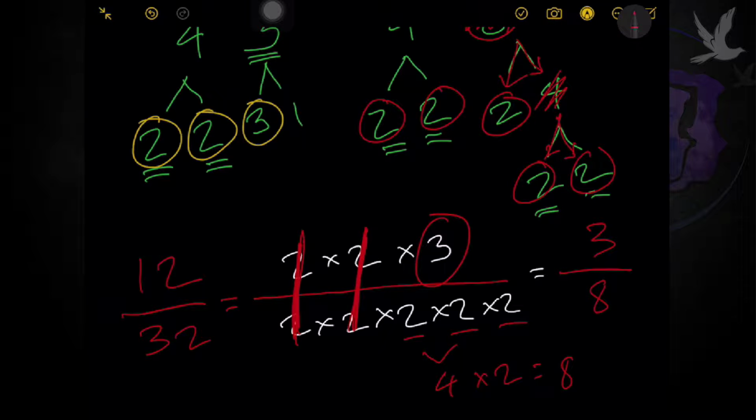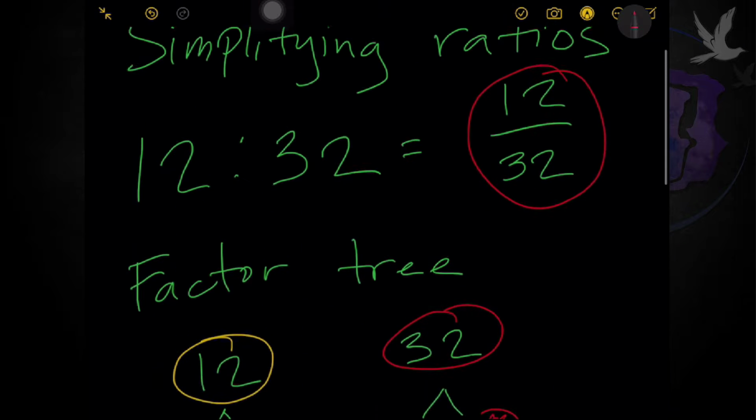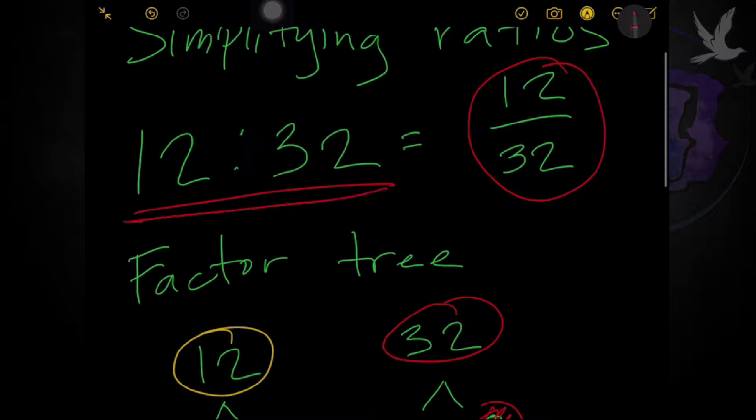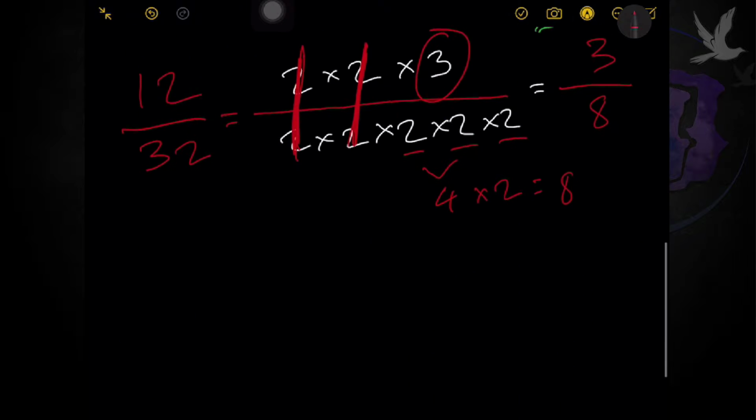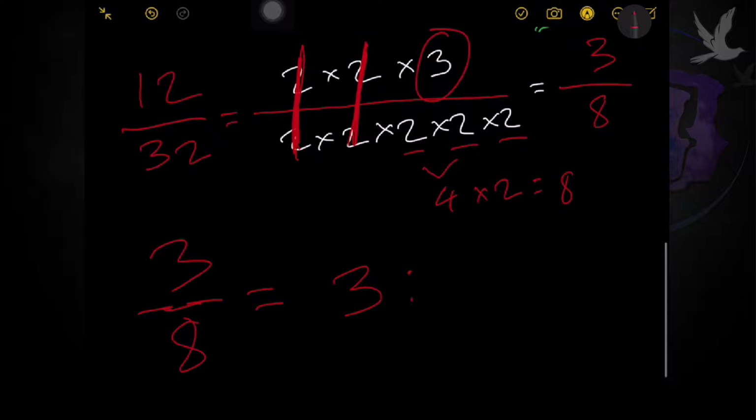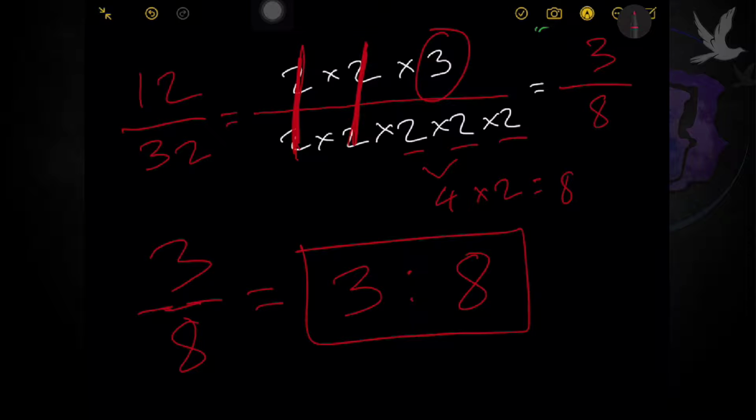Then, to write it as your final answer, of course, like what I've said earlier, a ratio can be written in fraction form. So therefore, a fraction form can also be written as a ratio form. So which means 3 over 8 can also be written as 3:8. Okay? So that's how you simplify.